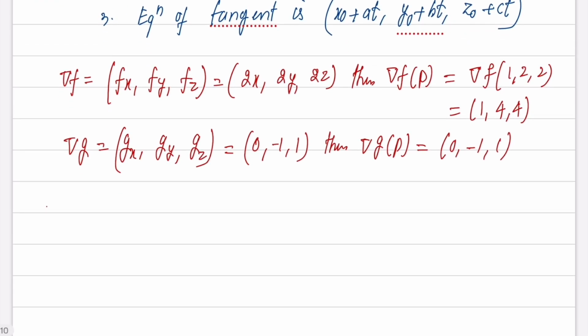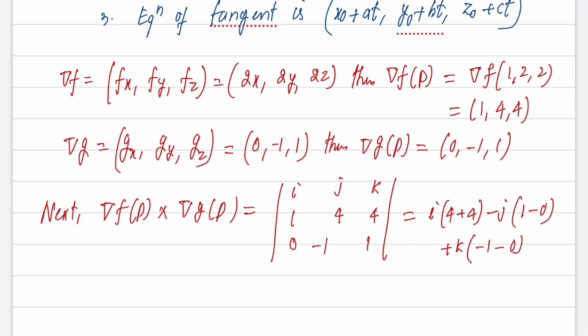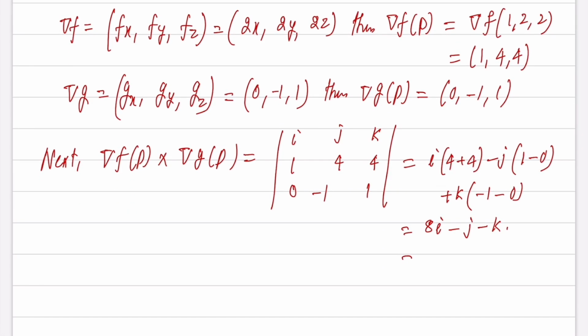Now let's take their cross product. So next, this del f of p cross del g of p is equal to the determinant with i, j, k, then first vector (1, 4, 4), second vector (0, -1, 1). Now evaluating this cross product, we get i times (4 + 4) minus j times (1 - 0) plus k times (-1 - 0). So this is equal to 8i - j - k, and we can also write it in coordinate form as (8, -1, -1).